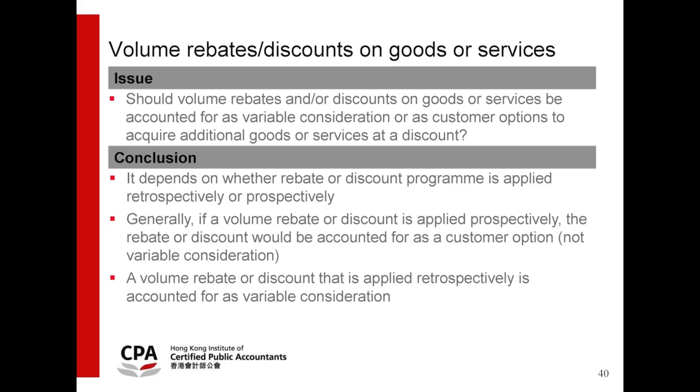If the volume rebate is applied retrospectively, for example, if a company offers the customer, well, we'll give you additional discount on all the goods that you purchase, including the current purchases that you make, if your volume hits a certain target, then this would be considered variable consideration because it actually impacts the consideration of the current purchases as well.